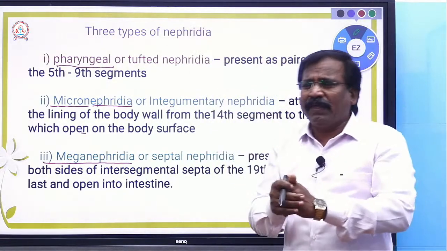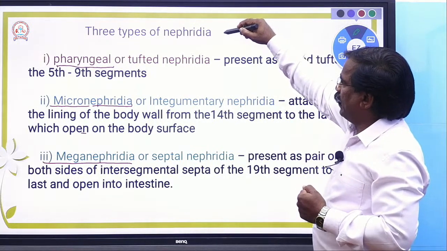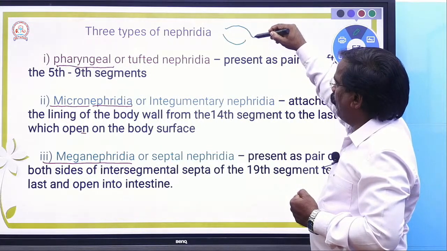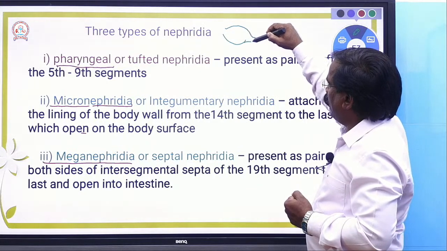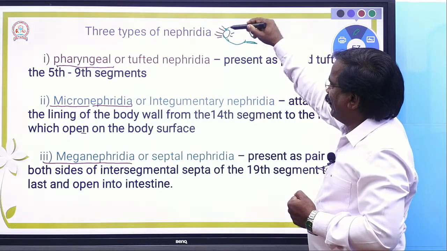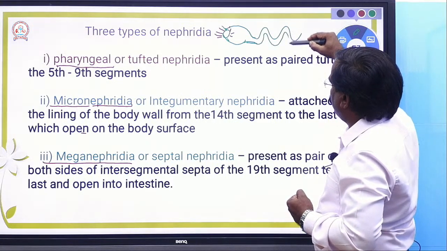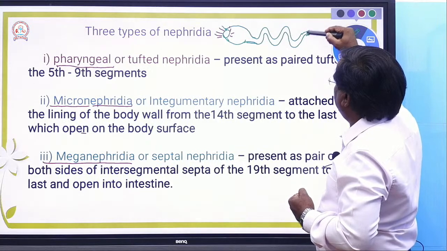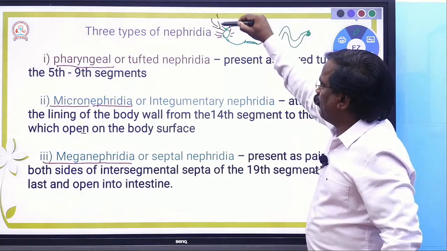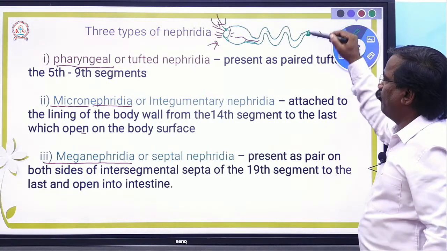What is pharyngeal? It is already a tubular structure. See, listen, this is the structure of a nephridium. A funnel-like structure is seen, called the nephrostome. Then there is a tubular structure which opens to the exterior through the nephridiopore. Pore means opening. So it filters the waste, and the waste comes through the tube and is sent out through this nephridiopore.